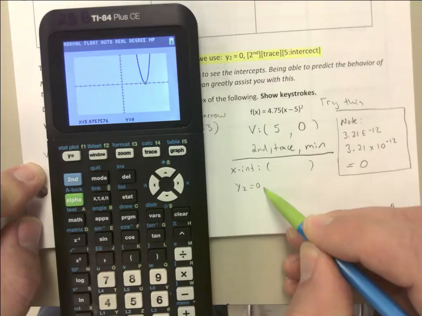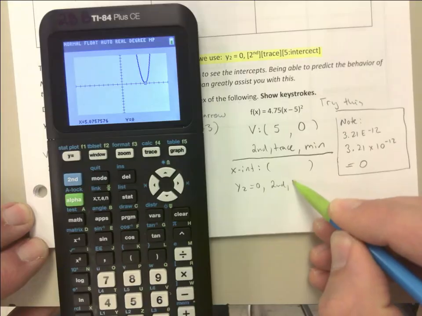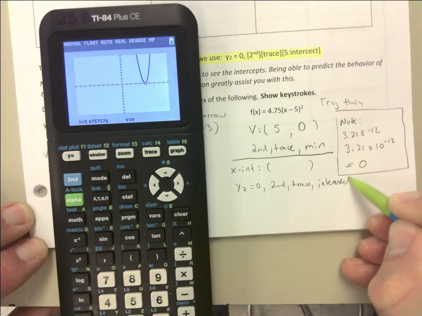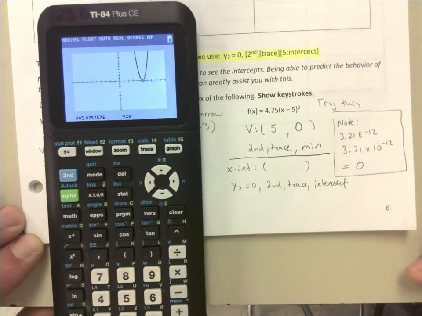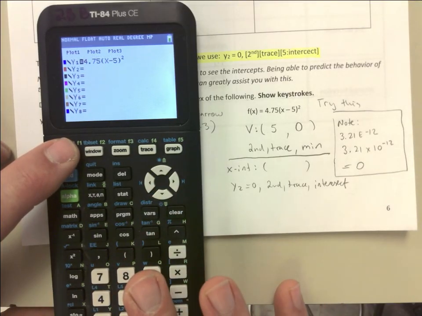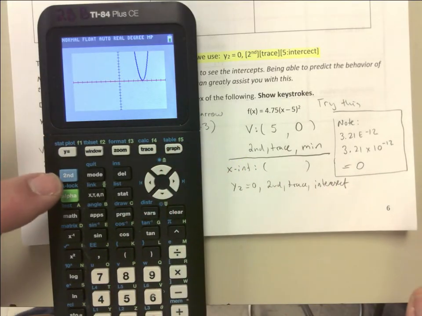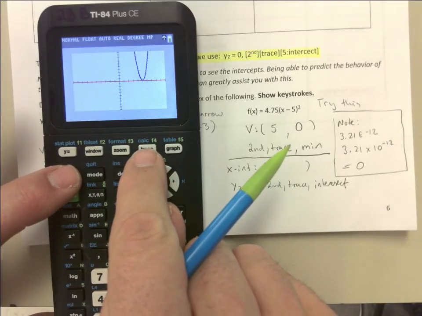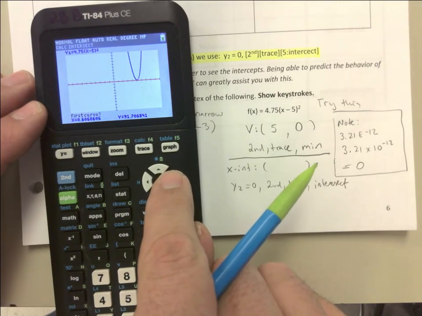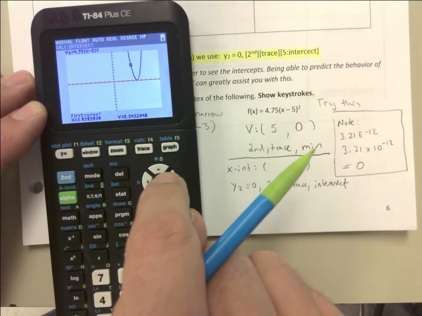y2 equals 0. We're going to draw a line at y2 is equal to 0. Second, trace, intersect. So let's go ahead and do that. Y equals, y2 is equal to 0. Hit graph. This may or may not work, I'm not sure. Sometimes it doesn't work. Second trace 5. And I got to see my cursor. So I'm going right arrow. There you go. It shows up.